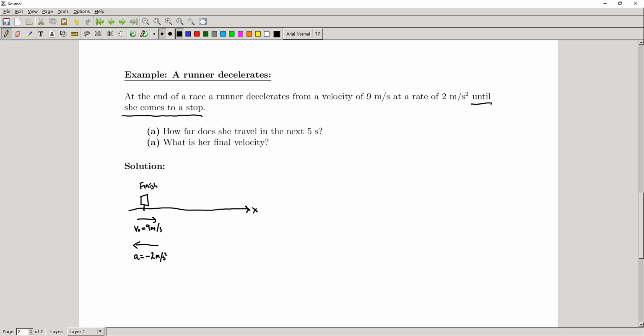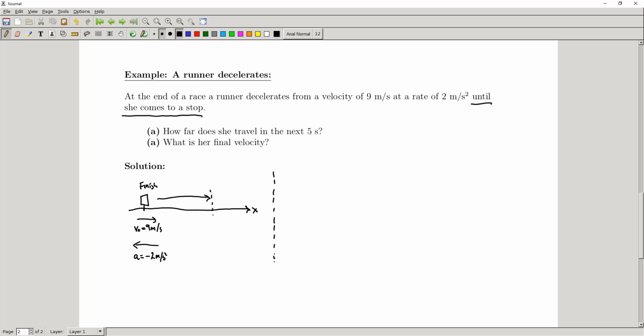Now, we have to be careful, because if she comes to a stop and we keep applying that acceleration, let's imagine she's running in this direction, she'll come to a stop somewhere here, and if we keep applying that acceleration, she'll keep moving backward until the 5 seconds have elapsed. So we need to be careful about that. Maybe we'll start off initially by calculating the time that it takes her to come to a stop, and we know that's the end point. After she comes to a stop here, that's it. She won't move any further, because she's only decelerating at 2 meters per second squared until she comes to a stop. Okay, so let's calculate that.